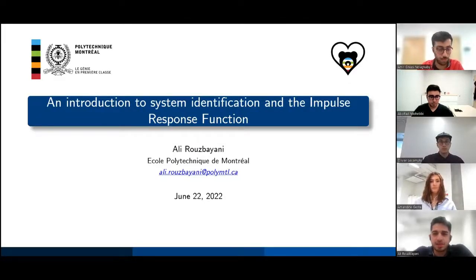I'm doing my master's in Polar Lab, and today I want to talk about one of the most important methods that we use in the lab to solve our problems, which is system identification. And I'm going to introduce one of the most commonly used and basic methods of system identification, which is a building block for most other advanced algorithms that we use.